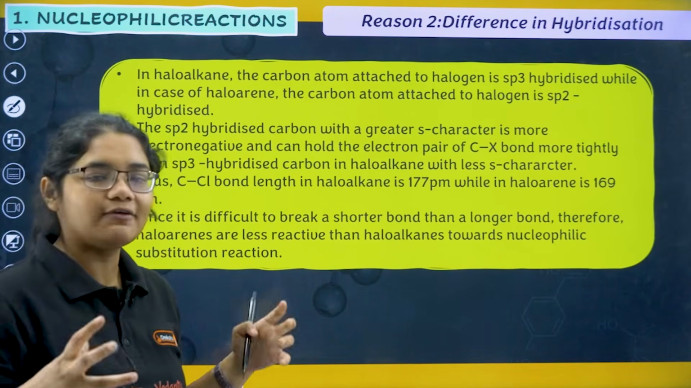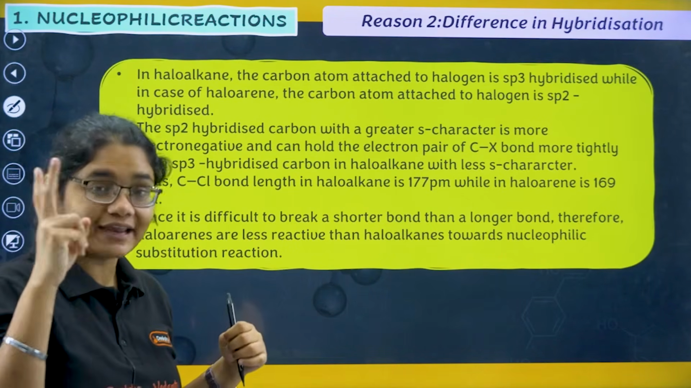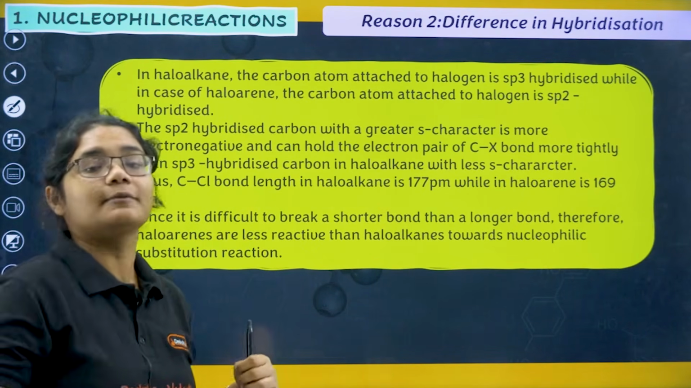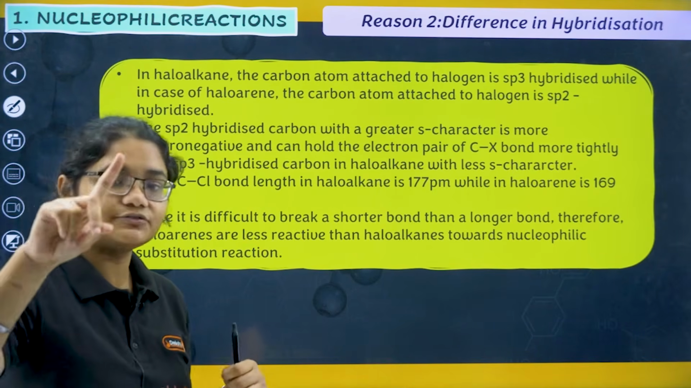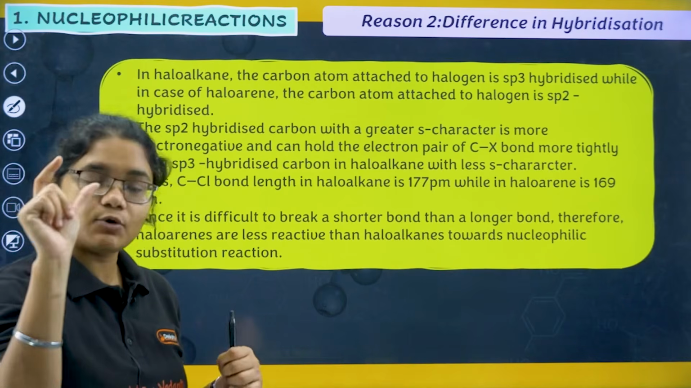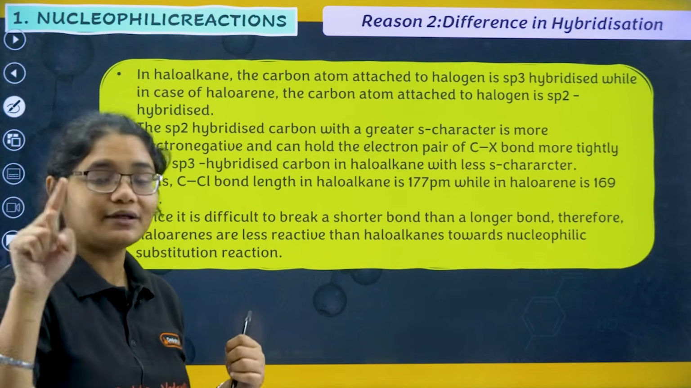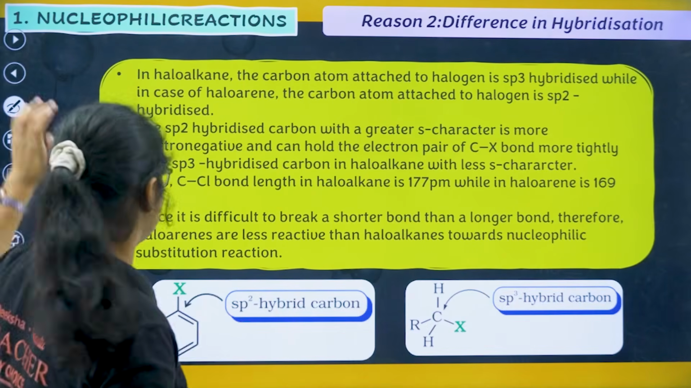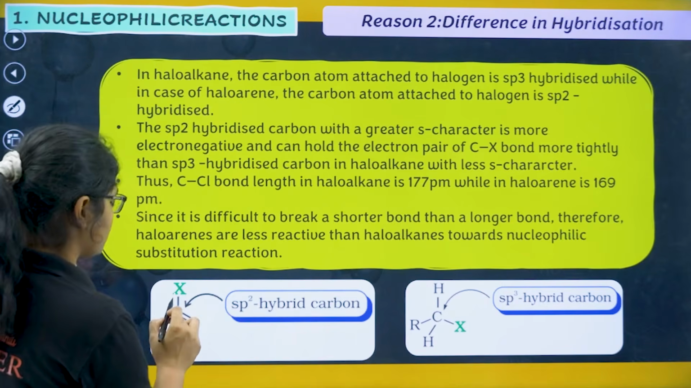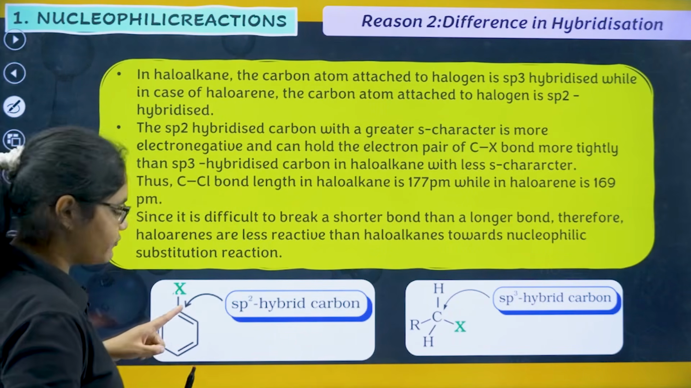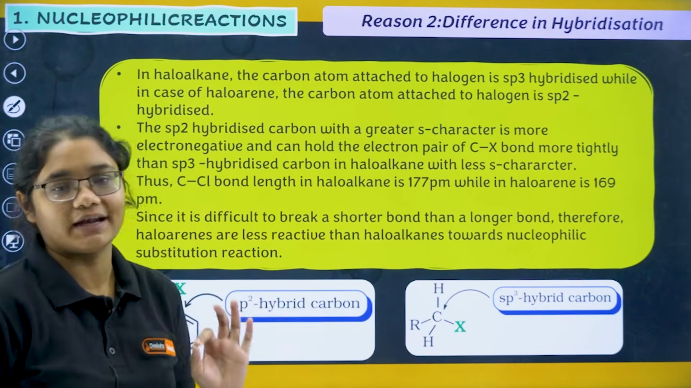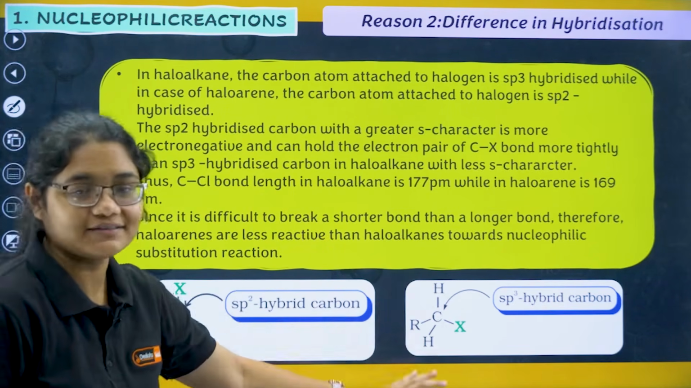So what is the second reason for this bond to be very, very strong? That is the sp2 hybridized carbon present in haloarenes. The first reason was the partial double bond character. Second, this bond is also very strong because it is attached to an sp2 carbon. We can see here, this is your sp2 carbon, this is your sp3 carbon. This bond is very strong because of the higher electronegativity of this carbon. This bond is comparatively weak because of the lower electronegativity of this sp3 hybridized carbon.